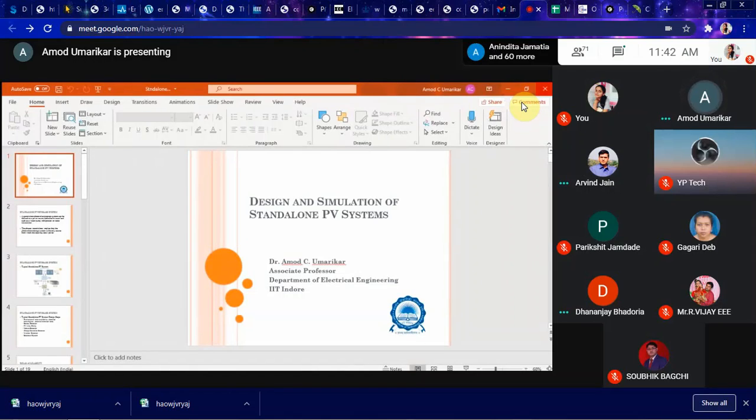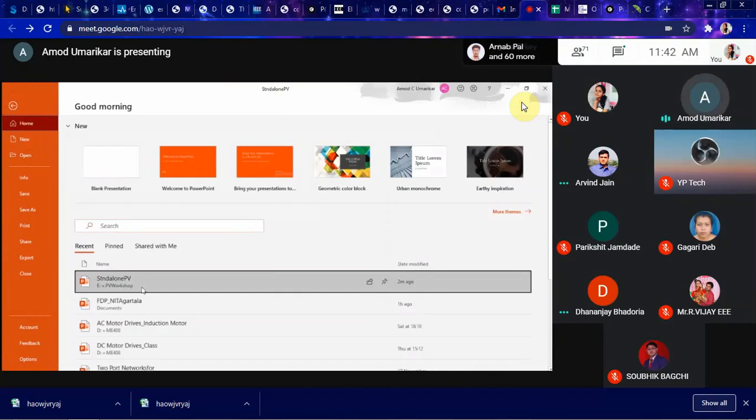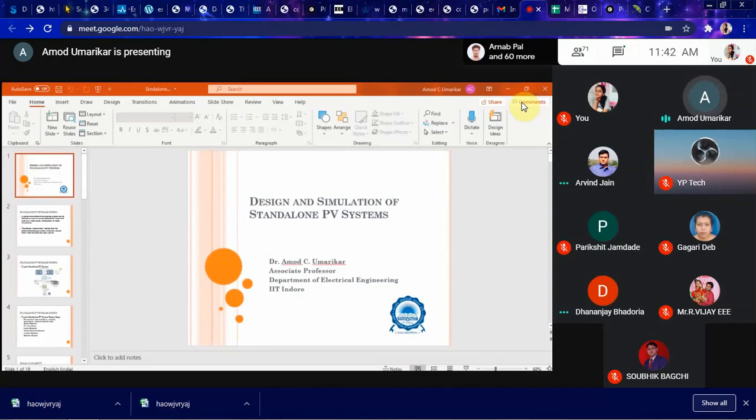Okay. So let us see what is the design and simulation of standalone PV system. Before that, we'll also solve some problems in parallel, meaning how to design. So we'll take some design problems and try to solve them in parallel so that it will be more clear to you, rather than just a presentation. I would like to present some numerical examples also, so that we'll have some idea about how to design a standalone photovoltaic system. Okay, so what do you mean by standalone photovoltaic?